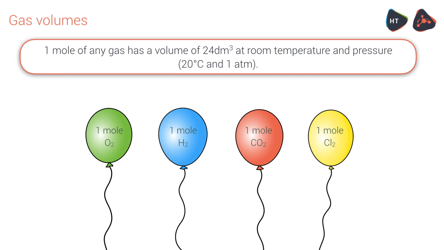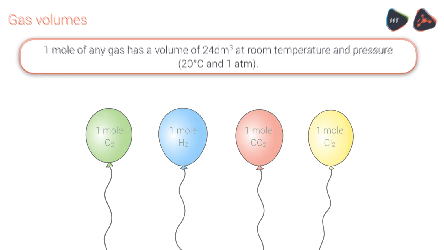1 mole of any gas has a volume of 24 decimeters cubed at room temperature and pressure. Although hydrogen molecules are much lighter than, say, oxygen molecules, if we have 1 mole of hydrogen gas, it will have the same volume as 1 mole of oxygen gas.